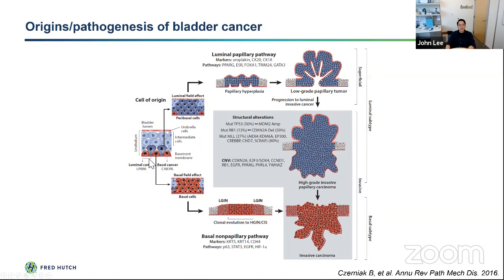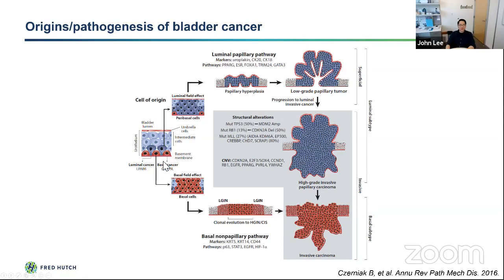And so this is just a depiction of the epithelial cell layers within the bladder. Like many other epithelial tissues, there is a basement membrane, and basal cells that essentially line the basement membrane. And then as you get towards the bladder lumen, you have intermediate cells and then some of these luminal-like umbrella cells. And so it's thought that there are both basal and luminal bladder cancers.